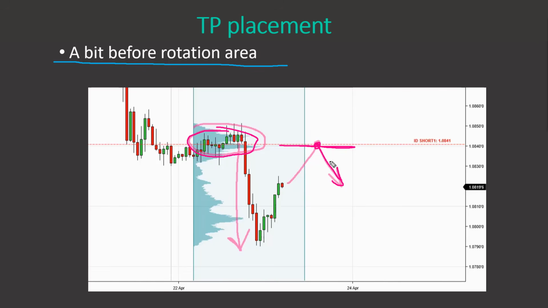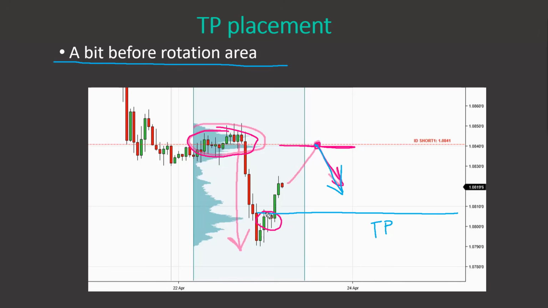So based on what you see here, there was a little rotation here, and that rotation is a good place for a take profit from this short.